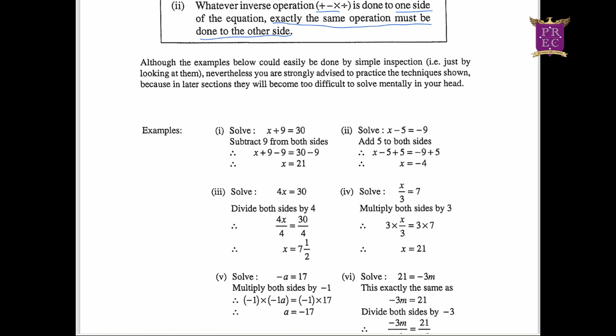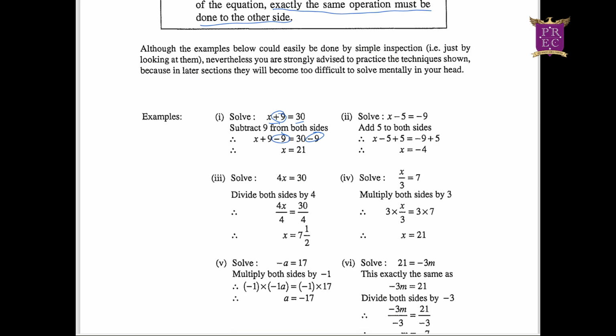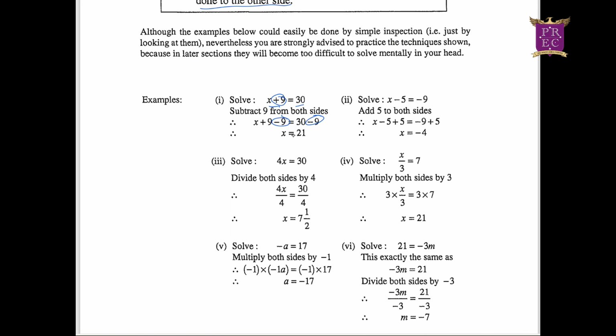So looking at this example, x plus 9 equals 30. What we want to do to isolate the x is we want to get rid of the plus 9. So what they've done is they've minus 9 from both sides of the equation, leaving us with x equals 21.